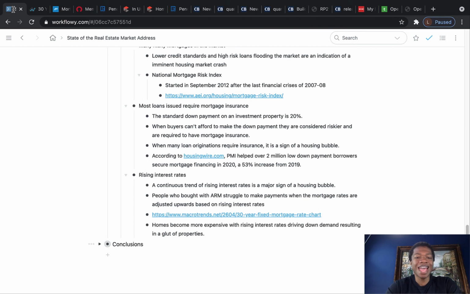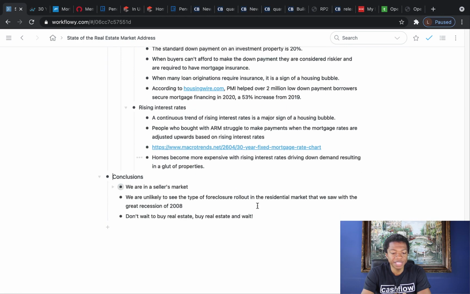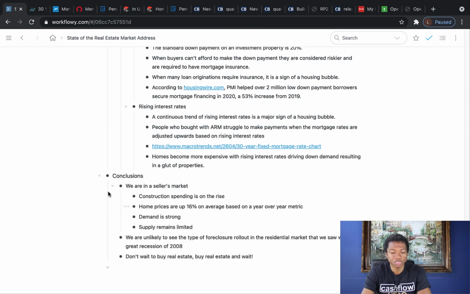And so as homes become more expensive with rising interest rates, you'll start to see demand slow down, resulting in a glut of properties and the lowering of home prices. That's typically how things tend to play out in terms of a housing bubble. So in conclusion, we are definitely in a seller's market. Construction spending is on the rise. Home prices are up 16% on average year-on-year. Demand remains strong and supply remains limited.